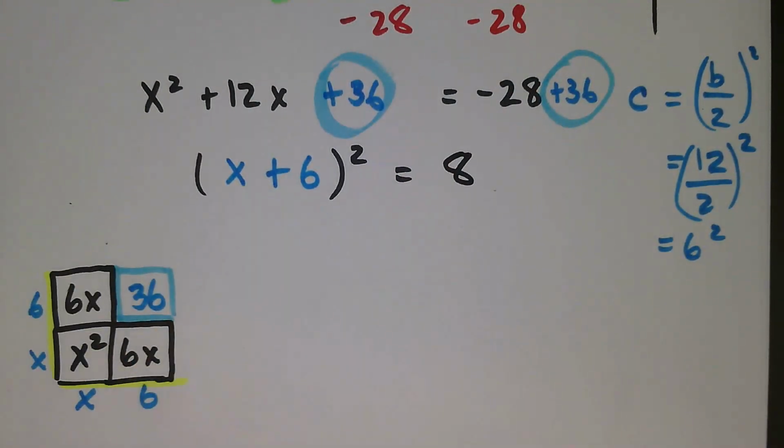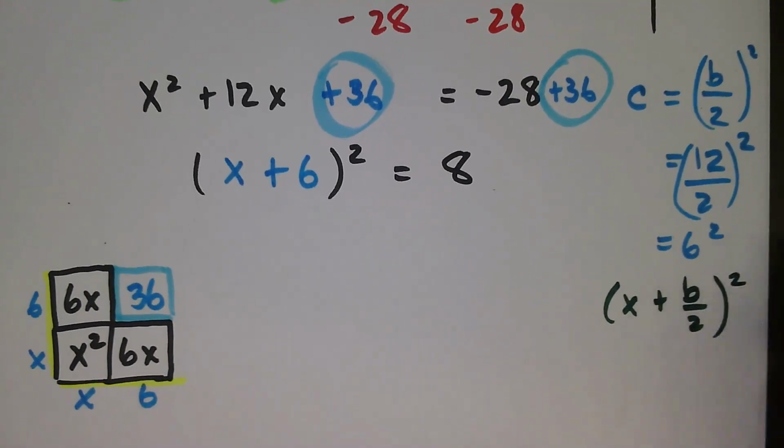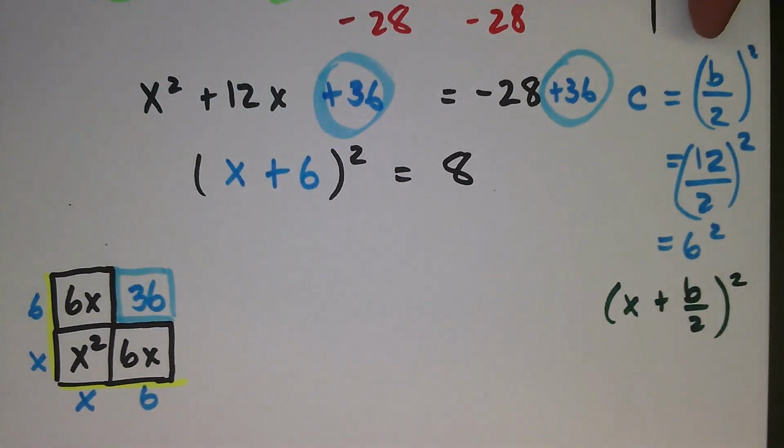By the way, if you want the algorithm for what goes in the parentheses, it always ends up being x plus half of b, squared, right? Because it's x plus 6, and that's what we got from doing 12 divided by 2, which was 6.